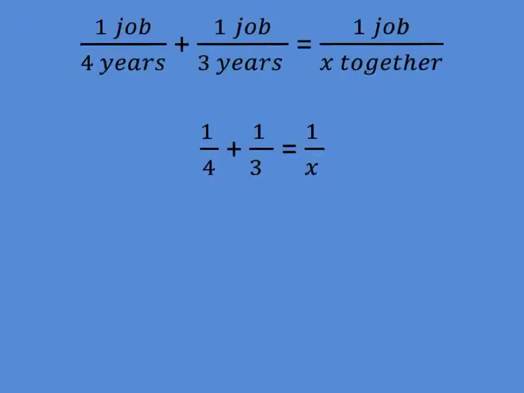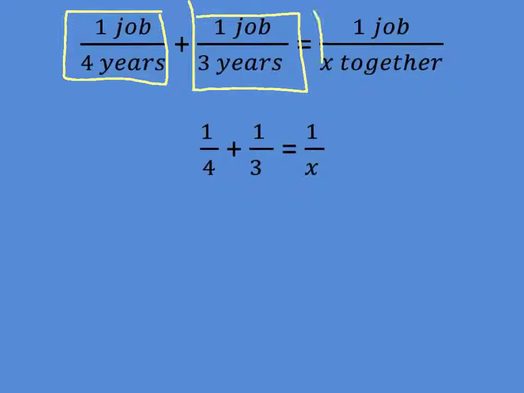So what we have here is one job can be done in 4 years. One job can be done in 3 years. But what we want to know is together how long will it take them to do the one job. So essentially what we have is 1/4 plus 1/3 is equal to 1 over x. So what we need to do is find a common denominator. 3 times 4 is 12, times x would give us 12x. So that's what we're looking to get as our common denominator.